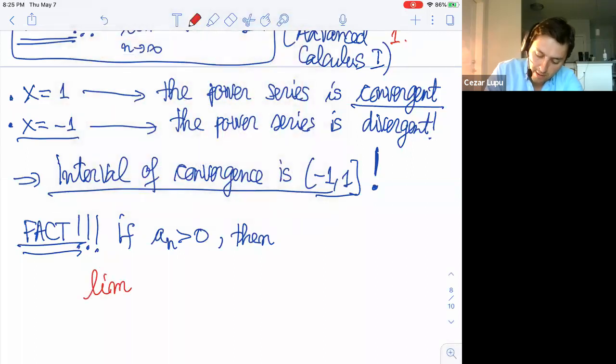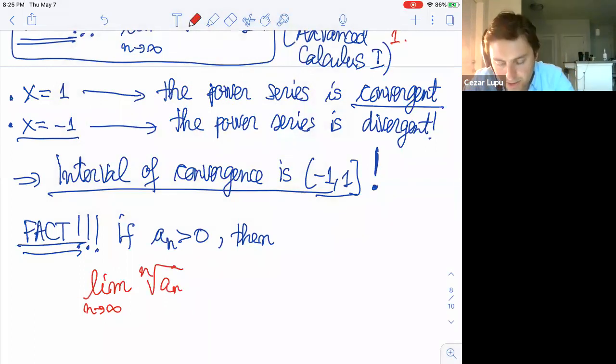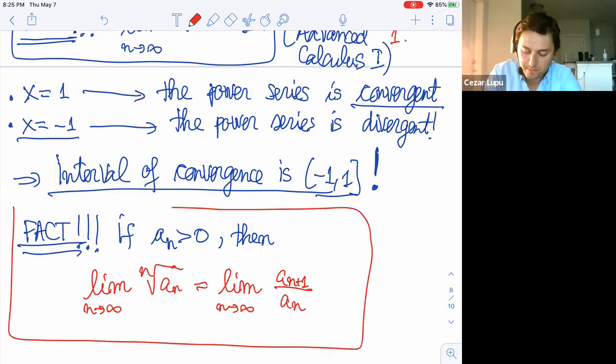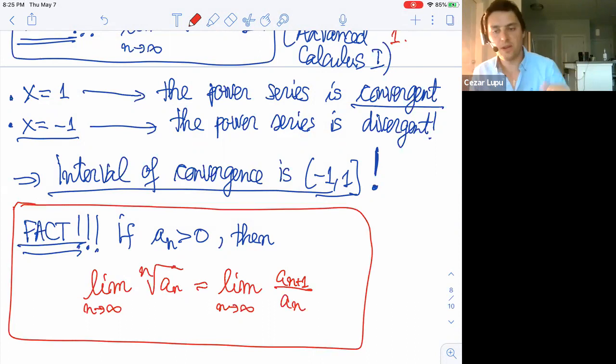The limit as n approaches infinity of the nth root of a_n (I can have real numbers and just replace by the absolute value, but it doesn't matter) is the same as the limit of the ratio a_{n+1} over a_n, right? So that's another amazing fact. It doesn't matter which limit you compute, it's the same thing.